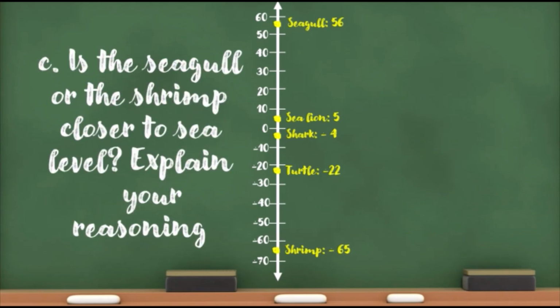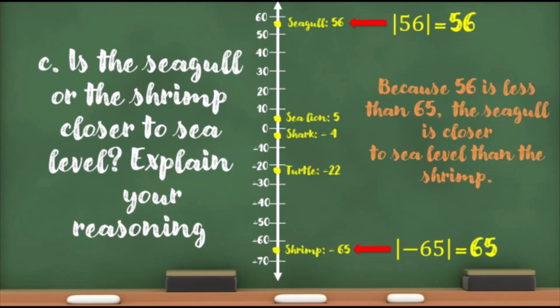Letter C. Is the seagull or the shrimp closer to sea level? Explain your reason. Because sea level is at 0 feet, use absolute values. The seagull and the shrimp. The absolute value of 56 is 56. The absolute value of -65 is 65. Because 56 is less than 65, the seagull is closer to sea level than the shrimp.